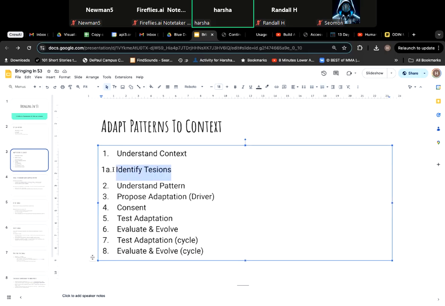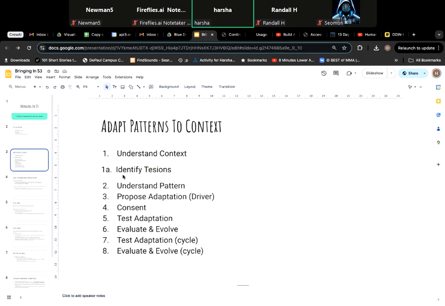I added this like in the actual S3 pattern, it isn't there. But my core assumption is that tensions are like the human sensor for whatever thing we do. No matter what, every driver is derived from a tension. That's one of the assumptions I made. So first we understand the context of what we are doing. We identify tensions in what we are doing.